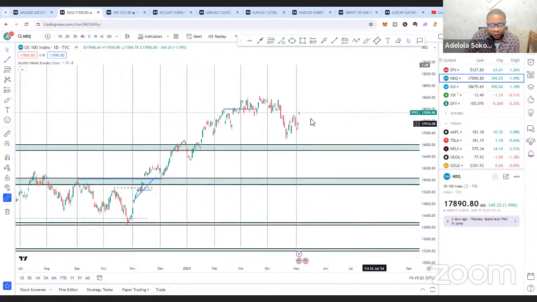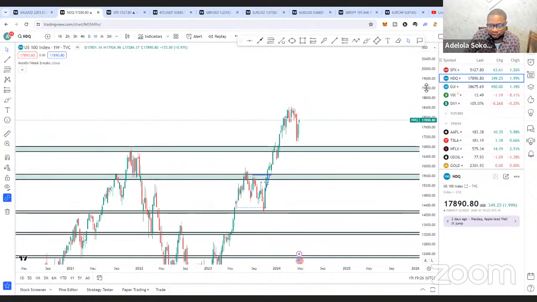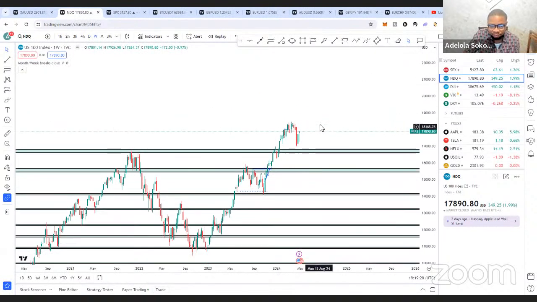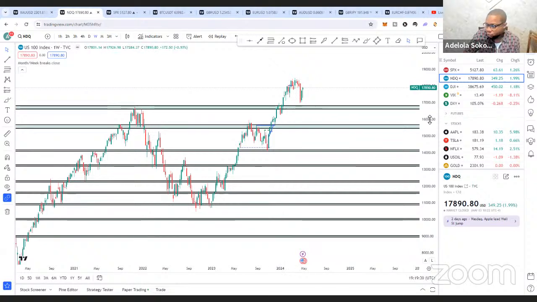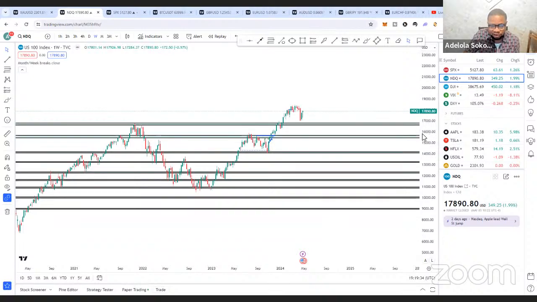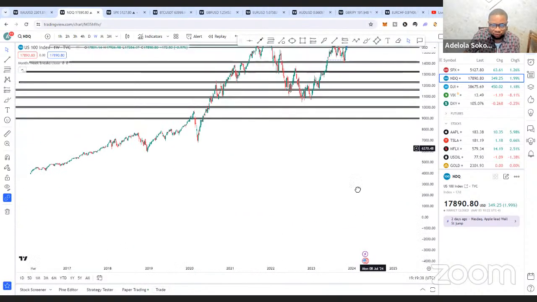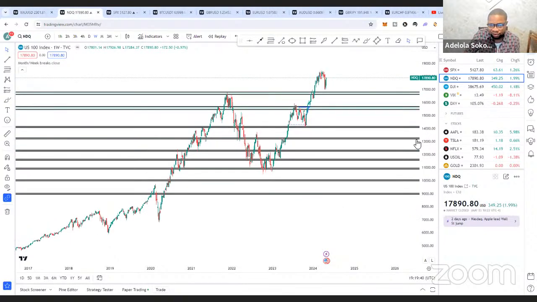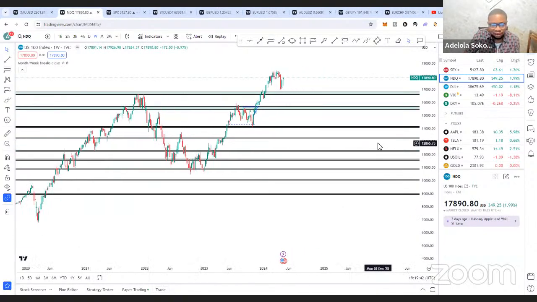All right. So for NASDAQ, let's go to the weekly time frame. As you can see, we have this pullback. Just like gold, NASDAQ has been very bullish for the past couple of years. If you look at what NASDAQ has been doing, it's been very, very bullish for the past couple of years.